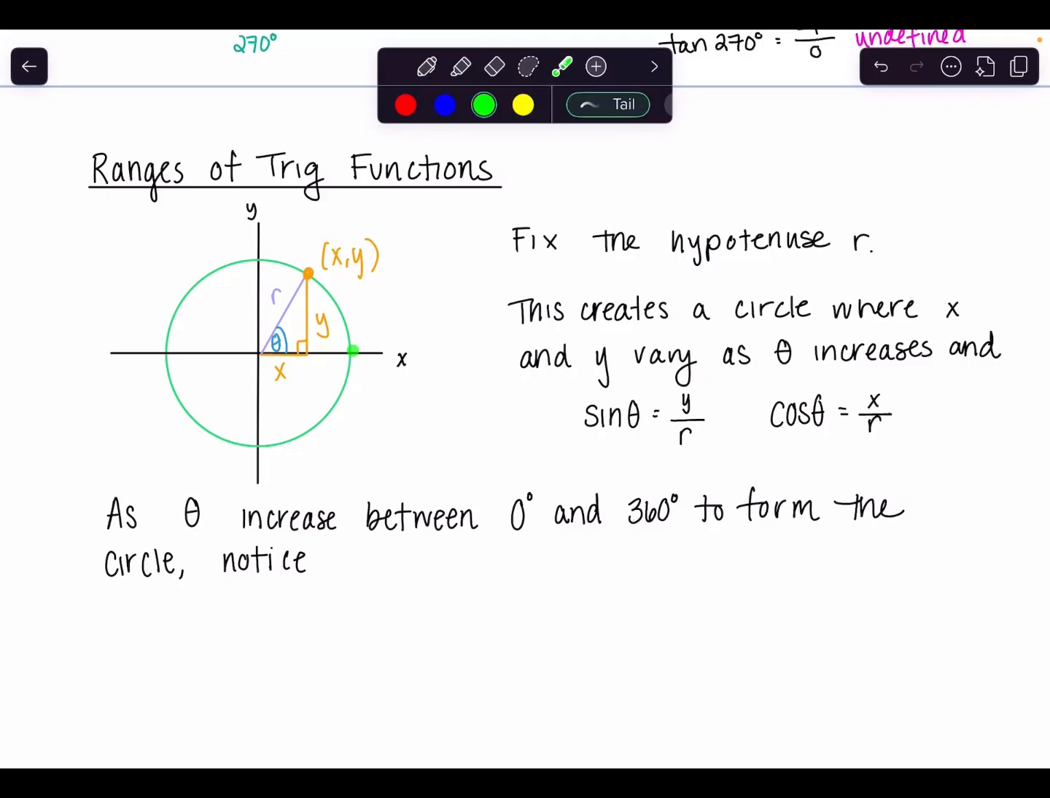So as theta increases from 0 to 360 degrees, all of your points x and y are going to be on the circle. This value here would be whatever we fixed r to be. This value is r, this value is -r, this value is -r. Your x and y values are never going to go past those values. So I'm not picking a point over here to create a triangle, I'm just picking one on the circle. So really, once I fix the hypotenuse r, my x and y are trapped between -r and +r.